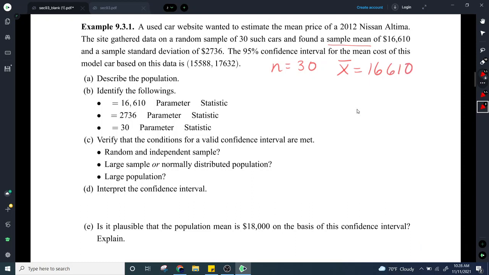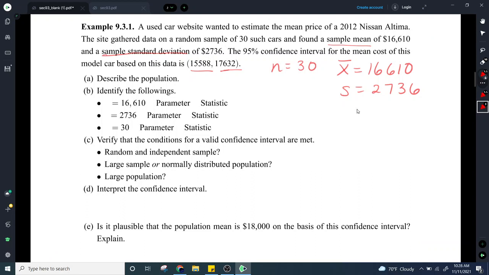And then I can calculate the sample standard deviation. That would be S, which is 2736. The 95% confidence interval for the mean cost of this model car based on the data is, remember what a confidence interval looked like, a lower bound followed by an upper bound. So the estimate for the mean cost for all Nissan Altimas is given by this confidence interval.